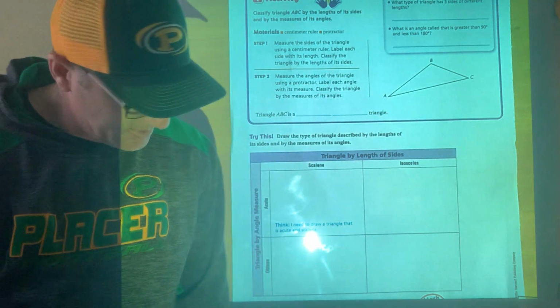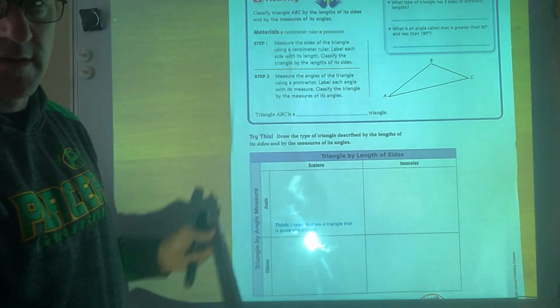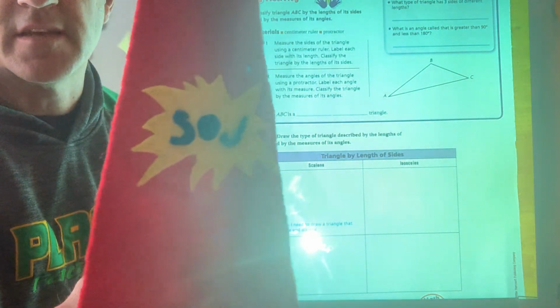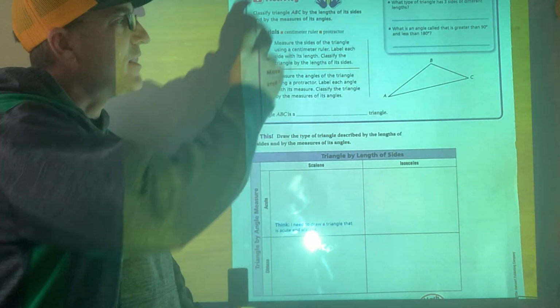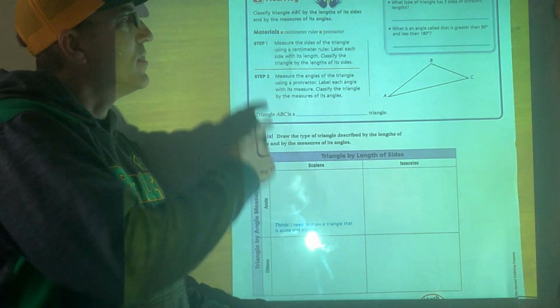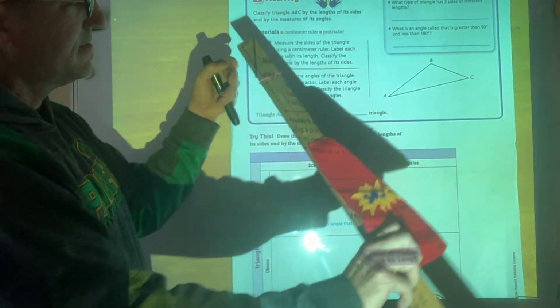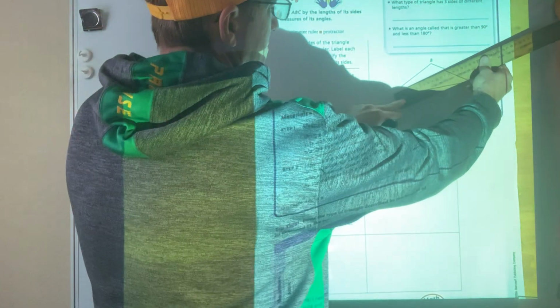I am going to use the handy dandy stick of justice. All right, got his mask on, he's ready to go. Oops, there we go. So, we're gonna classify this triangle. So I'm gonna measure the sides to start us off.